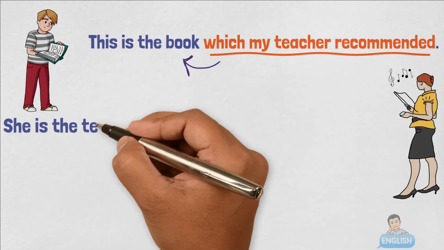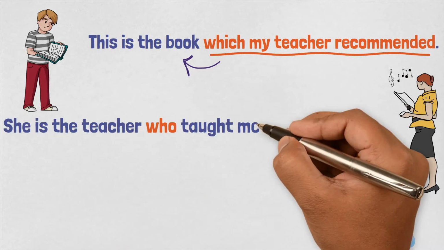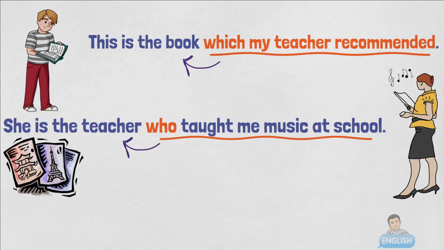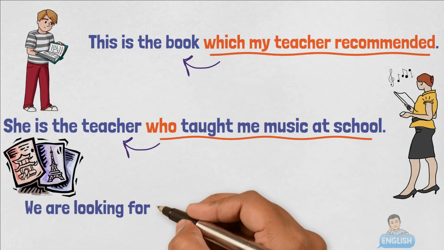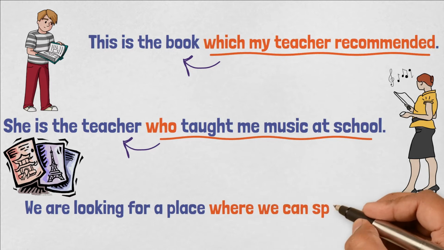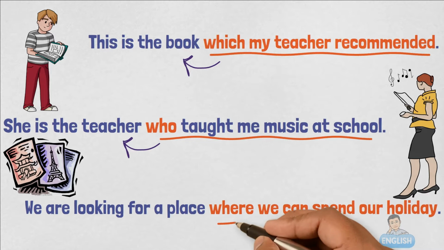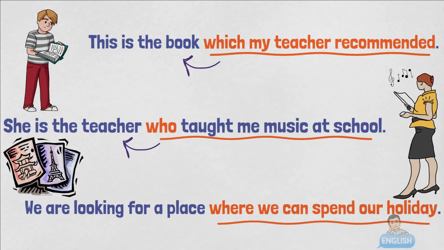She is the teacher who taught me music at school. Who taught me music at school is a relative clause that modifies the noun, teacher. We are looking for a place where we can spend our holiday. Where we can spend our holiday is a relative clause that modifies the noun, place.